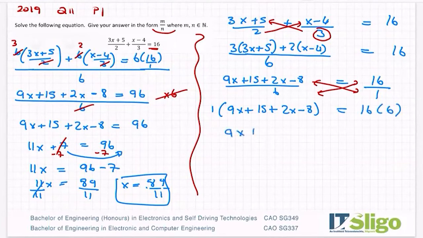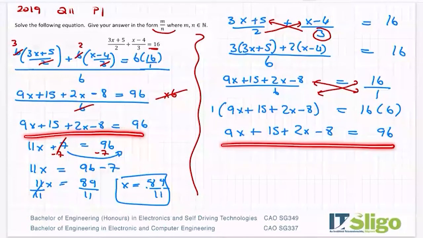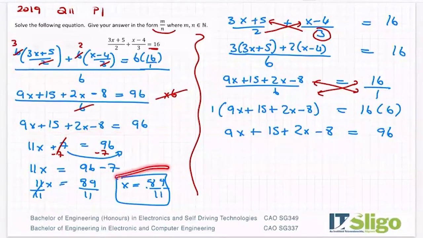Okay, and what you end up getting is 96 there. So you can see that you end up getting the exact same thing again. Of course you do, it's the same sum. So you're going to get x is equal to 89/11. Okay, so it just depends again on how you look at it, but they are the different ways of approaching the sum. Either way, you're going to get x is equal to 89/11.